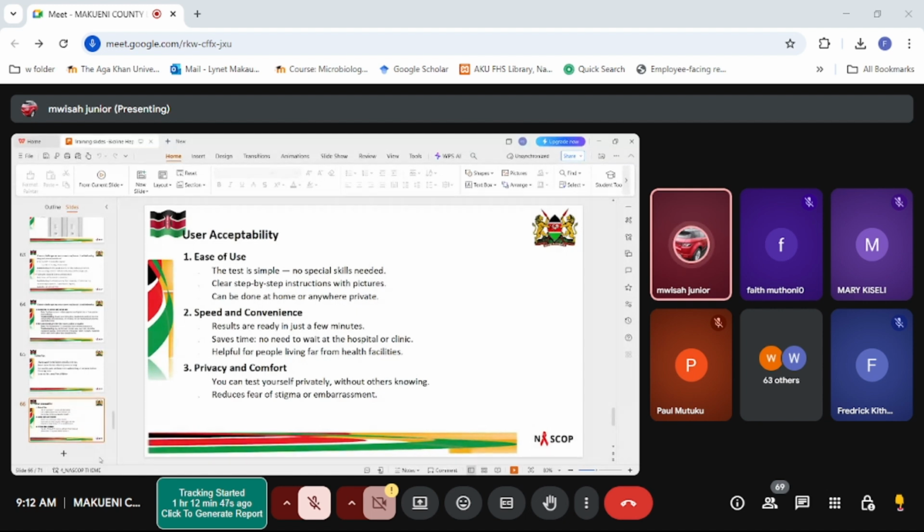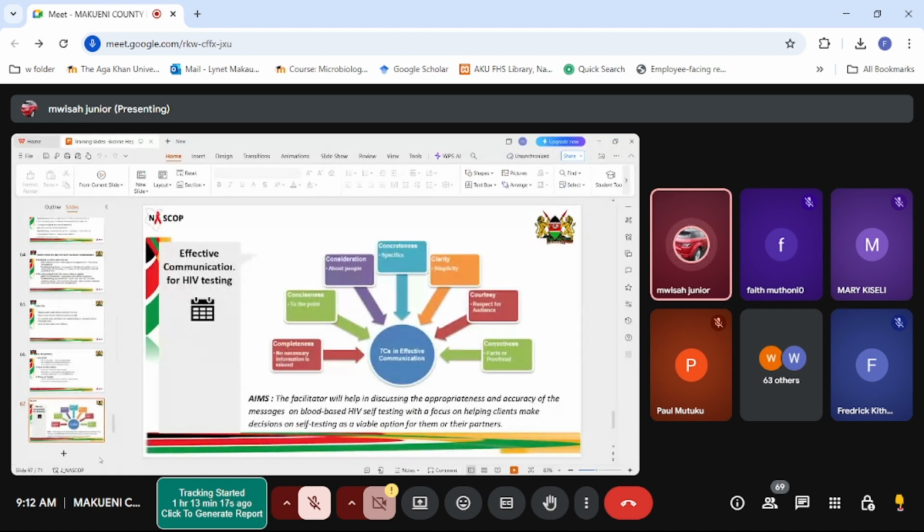User acceptability: it is easy to use. There are no skills needed. Clear step-by-step instructions with pictures. It can be done at home or anywhere private. Speed and convenience: results are read in just a few minutes. Saves time, no need to wait at the hospital or clinic. It is helpful for people living far from health facilities. Privacy and comfort: you can test yourself privately without others knowing, and it reduces fear of stigma or embarrassment.